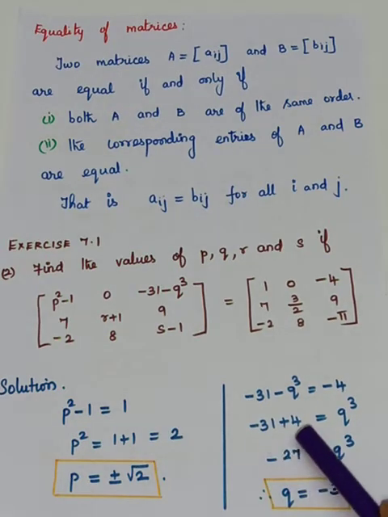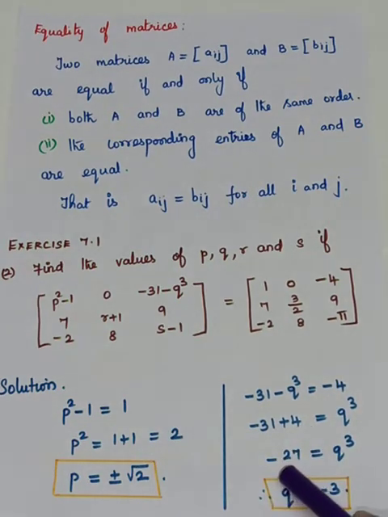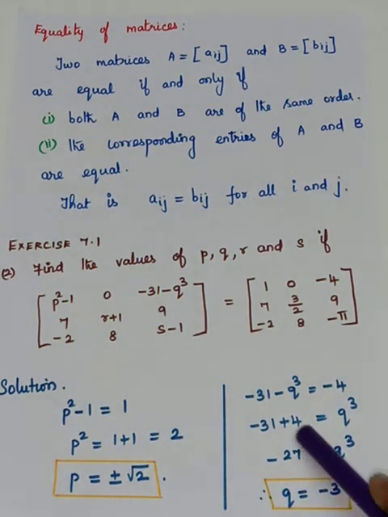So minus 31 plus 4, what is it? Minus 27. That is equal to q cube. So minus 27, how will it be written? Minus 3 the whole cube. Therefore q is equal to minus 3. So we have found p and q values.